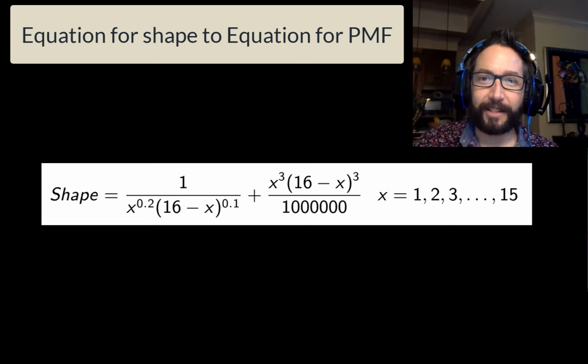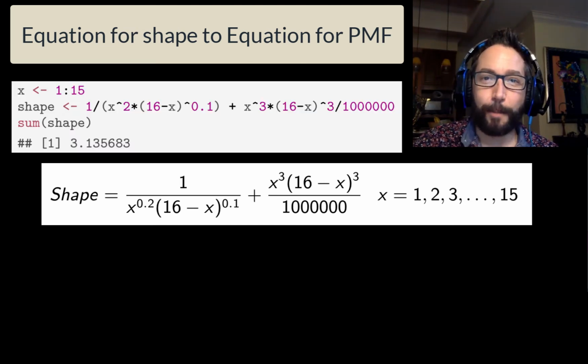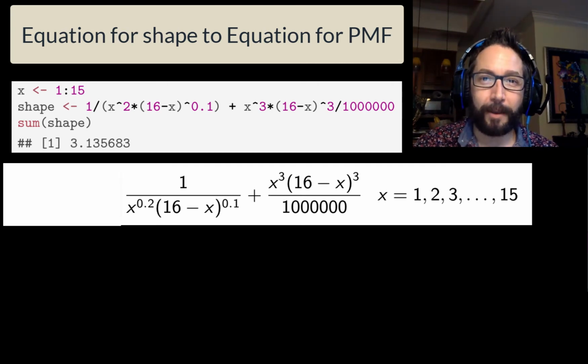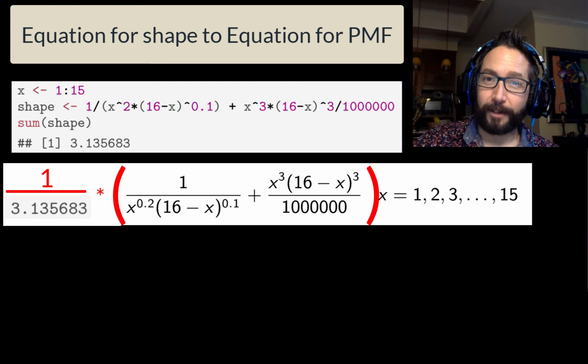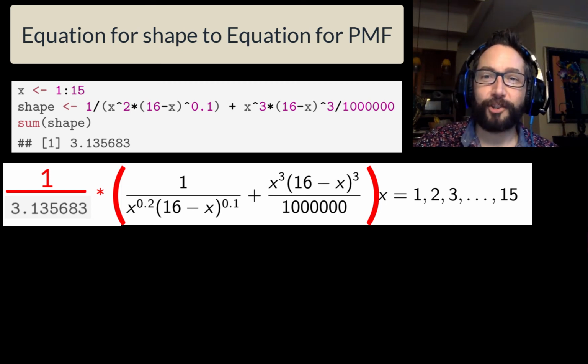Kind of along the same line that we did before, what we'll do is define that vector x to contain all the possible outcomes we might observe, define a vector for shape or weight that gives those shape equation, and then look to see what the current value of sum of shape is. So in this case, we get 3.135, etc. All we have to do is take our equation for the shape, put a big old pair of parentheses around it, and then multiply that by the reciprocal of the current sum of the values we have in shape.